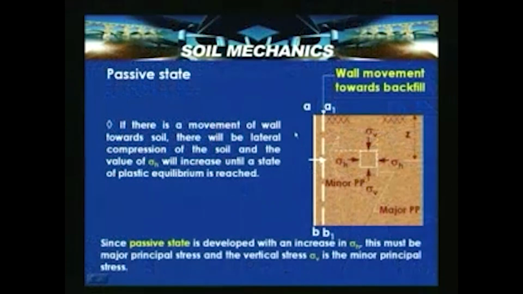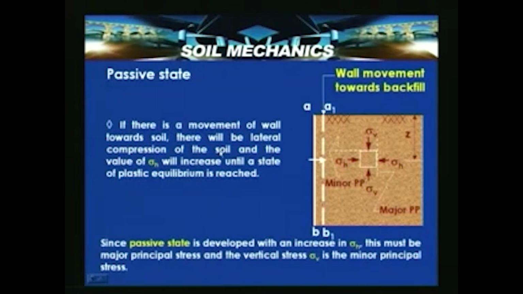Now, let us consider the second state we discuss, the passive state. In this case, the wall moves towards the backfill. Again, the ground surface is horizontal, AB is the initial position of the wall and A1B1 is the wall after pushing adequately towards the backfill. Again the same element at the same depth z, with sigma v the vertical stress and sigma h the horizontal stress. If there is a movement of the wall towards the soil, there will be lateral compression of the soil and the value of sigma h will increase until a state of plastic equilibrium is reached.